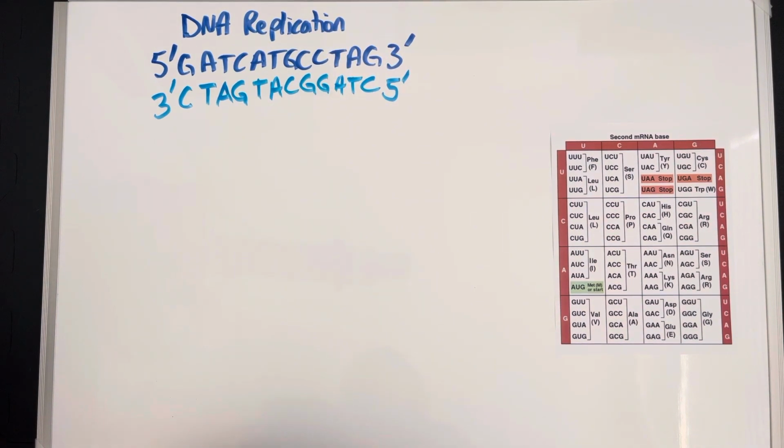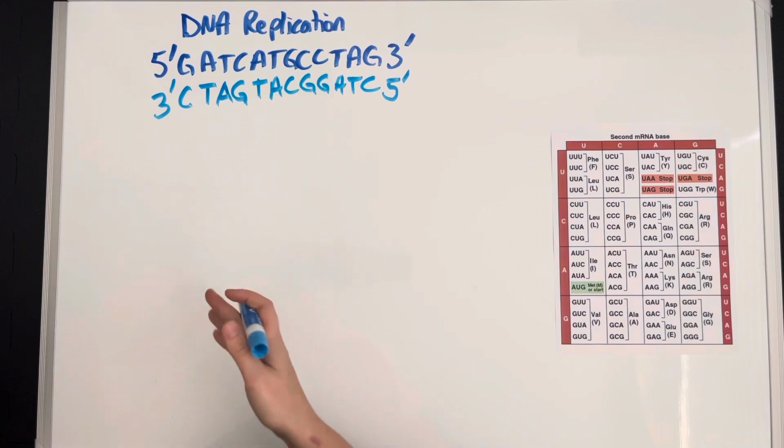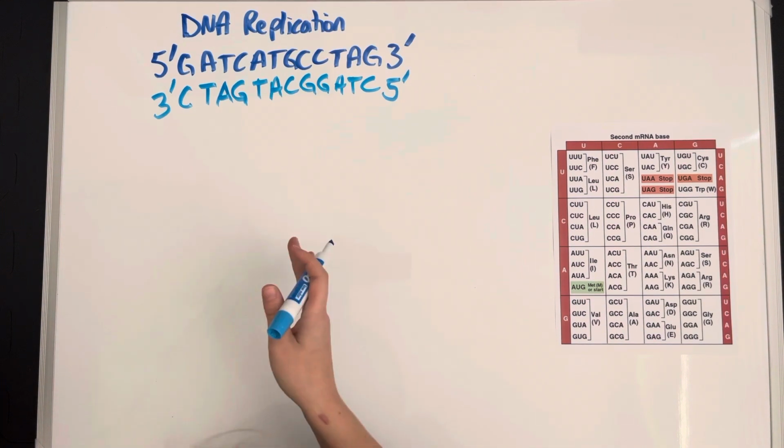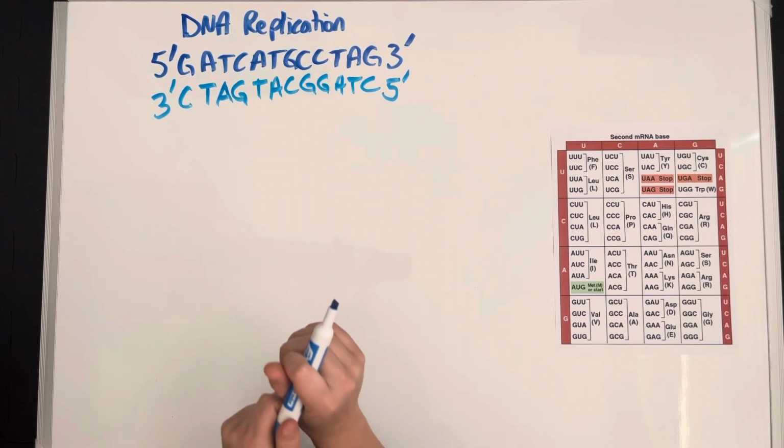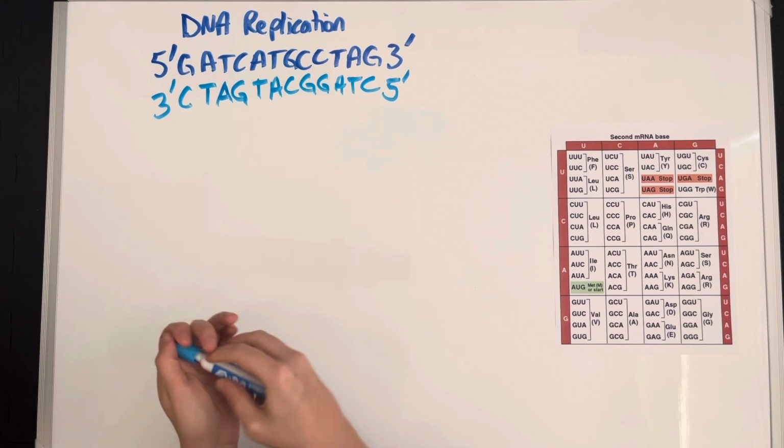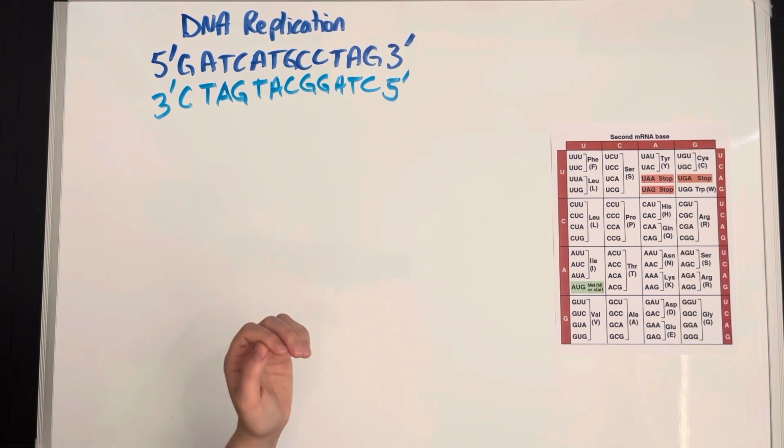That's all you have to do. So you could write down any combinations of G, A, T, and C to practice. You'll also have a practice problem on your genetics assignment.